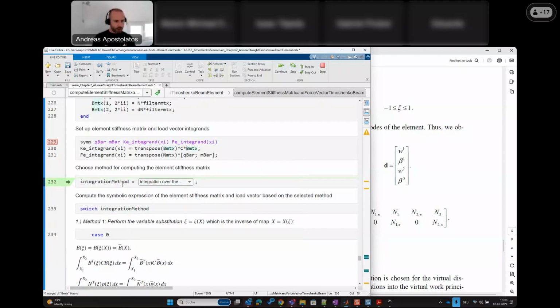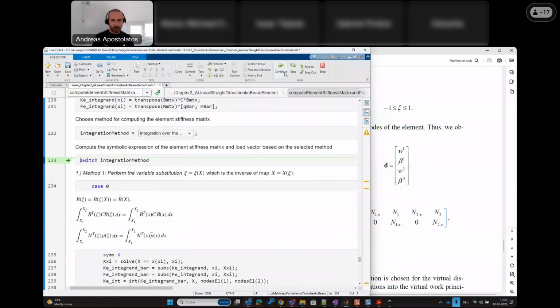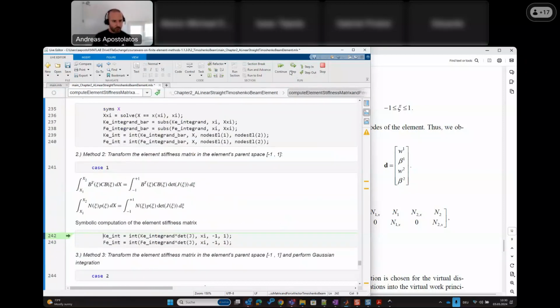And now, since we use the integration method to be the parent space, you will go to the switch method here, integration method, and it's going to test for case 0. It's not the case 0. The case 1, it's the case 1. And now we are using in MATLAB the function int.